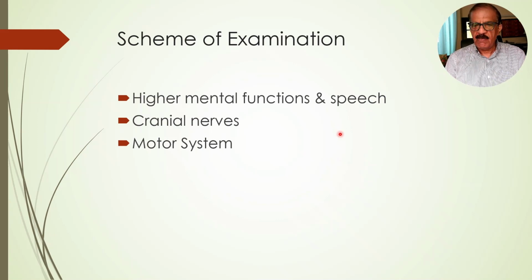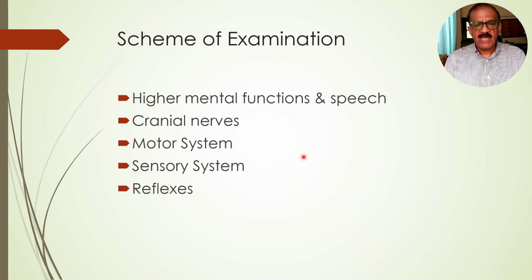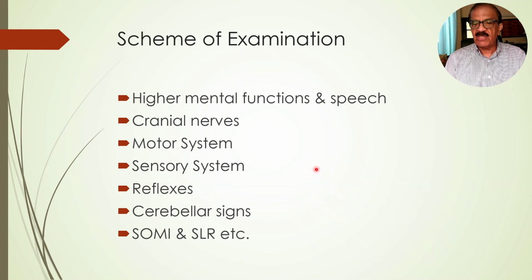Then we come to the motor system. Motor system is the main system. We have different components of motor system and we examine all of them one by one on both sides. And then sensory system. Then we check reflexes, and there are various types of reflexes I will highlight in the subsequent slides. And then we specifically look for cerebellar signs, and finally other miscellaneous areas of nervous system like signs of meningeal irritation if you suspect meningitis or subarachnoid hemorrhage, or you may like to elicit straight leg raising test if you suspect sciatica or disc prolapse.